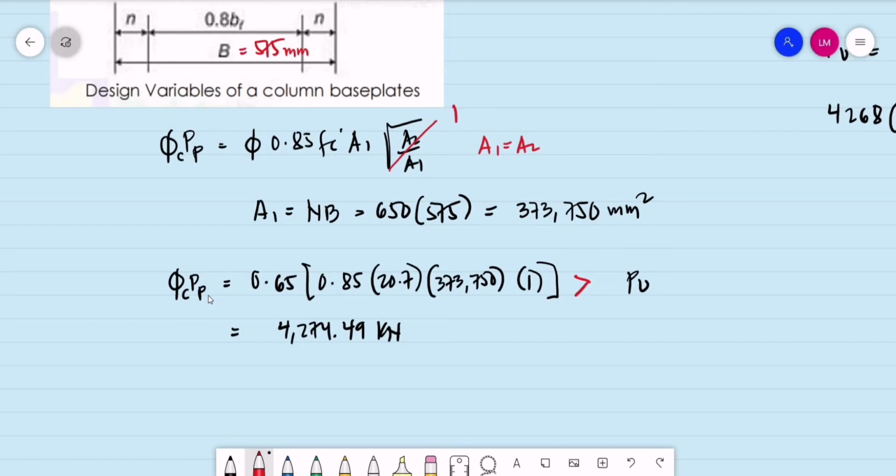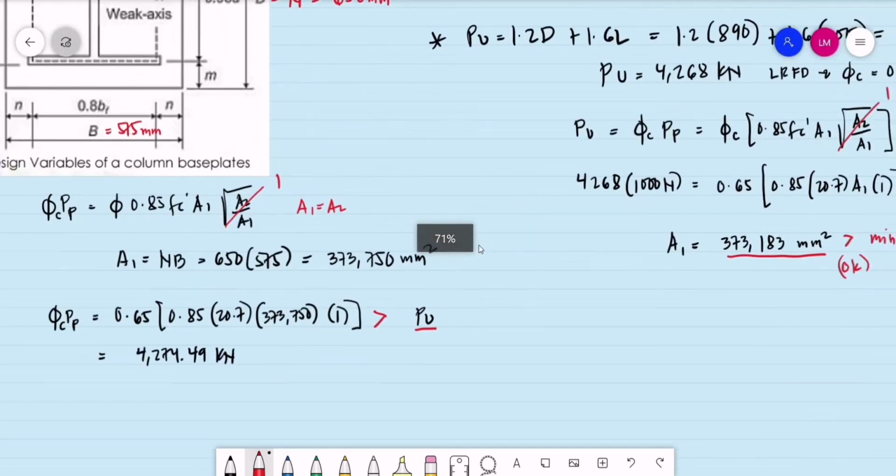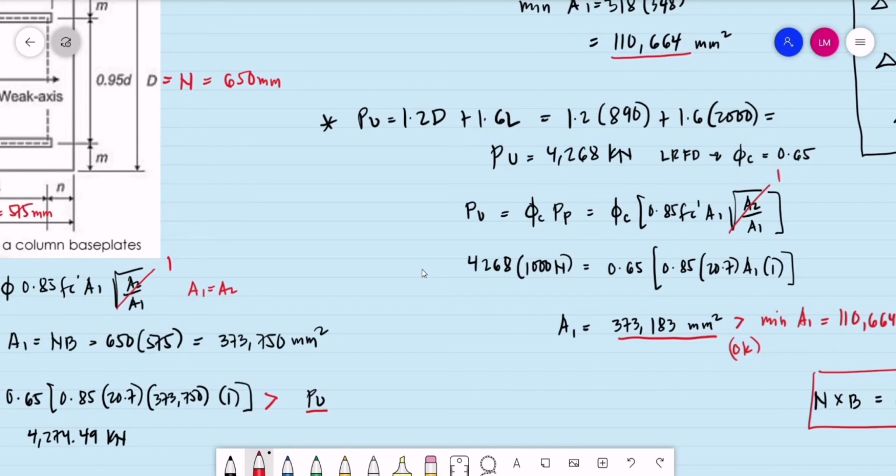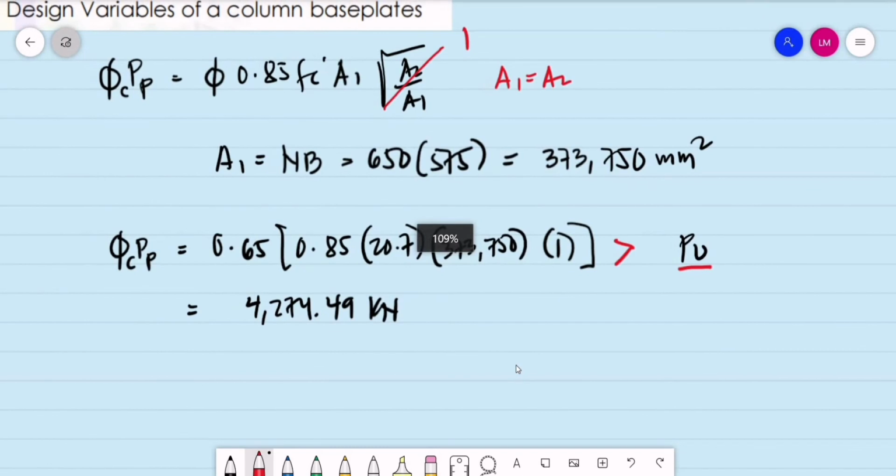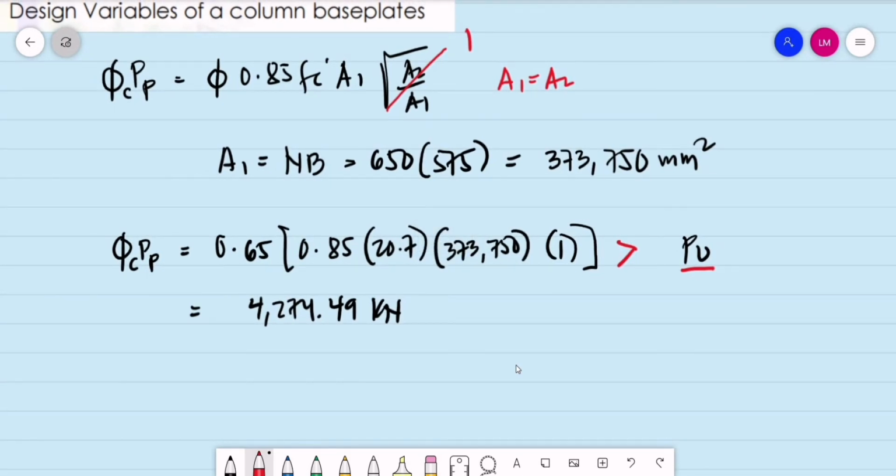The capacity of our actual area should be greater than the actual ultimate load. So what is our ultimate load a while ago? That value is 4,268. So this is the capacity. The bearing strength capacity of our concrete is greater than the actual Pu, equal to 4,268 kilonewtons. So we can conclude that this dimension, the 650 by 575, is adequate.